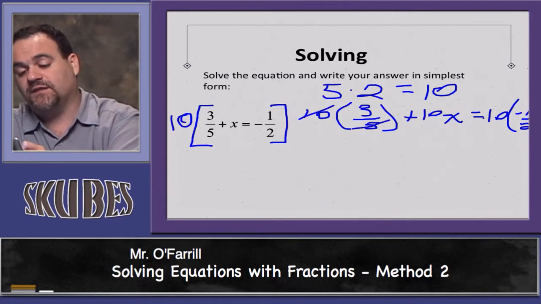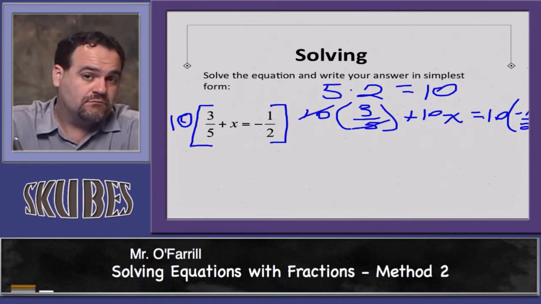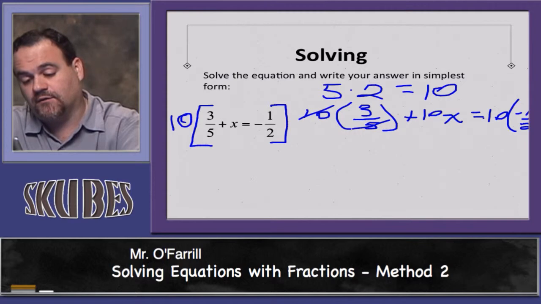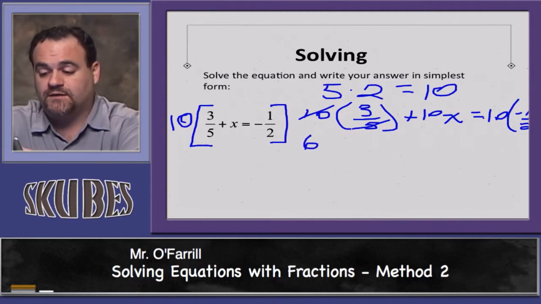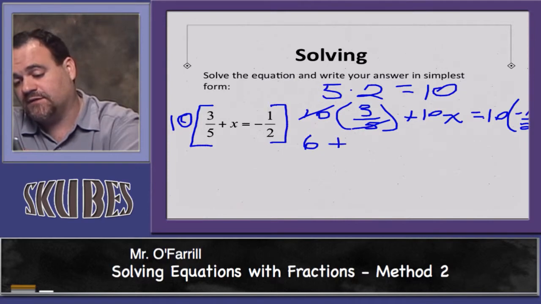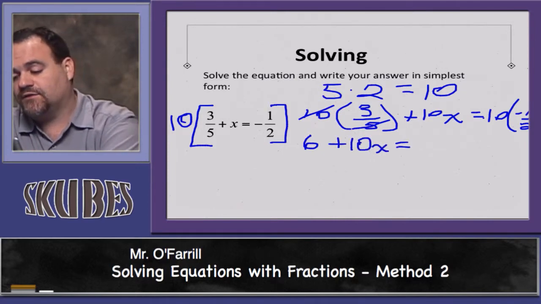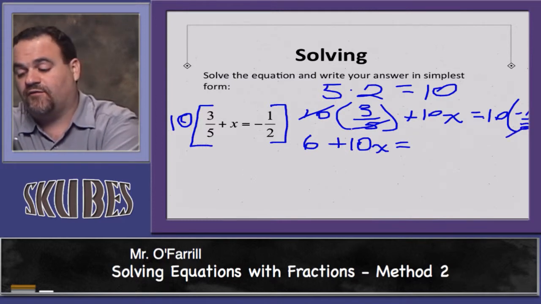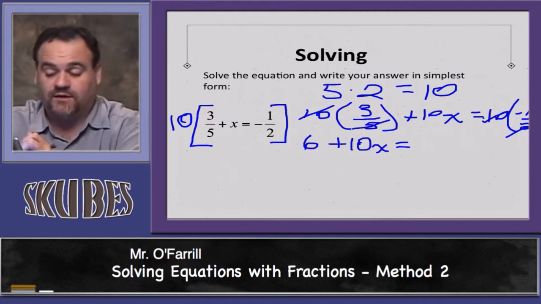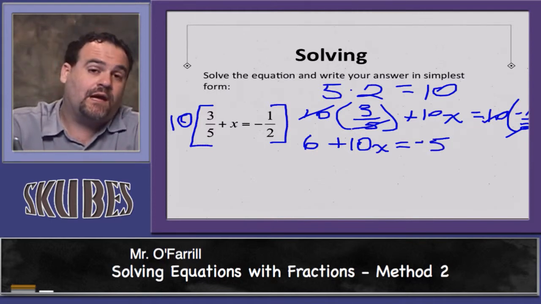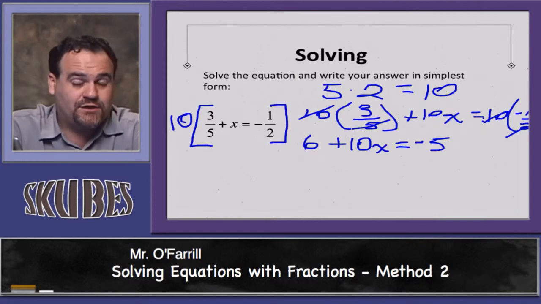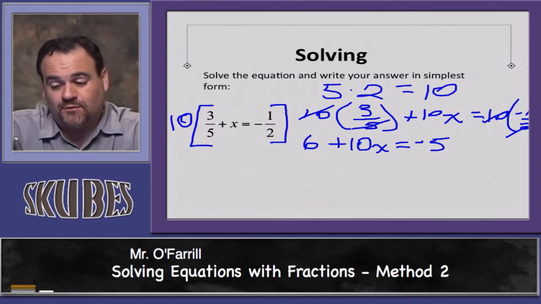5 goes into 10 2 times, and 2 times 3 is 6. 10 times x is simply 10x. And finally, 2 goes into 10 5 times, and 5 times negative 1 is negative 5. And where before we had an equation that involved fractions, we no longer do.